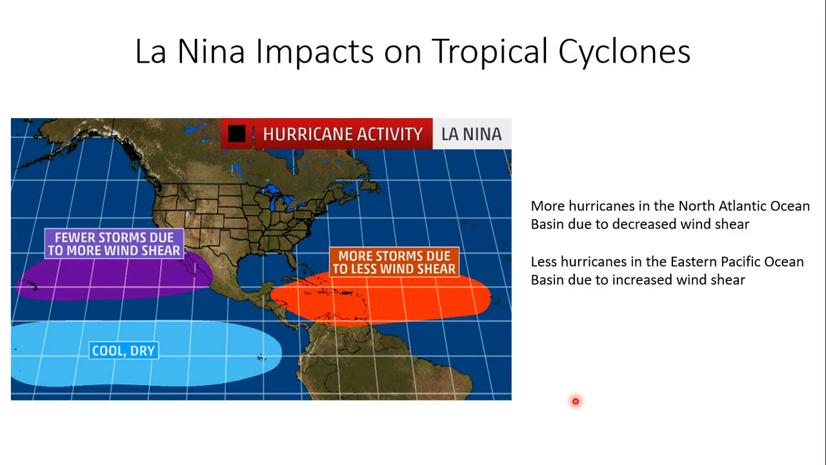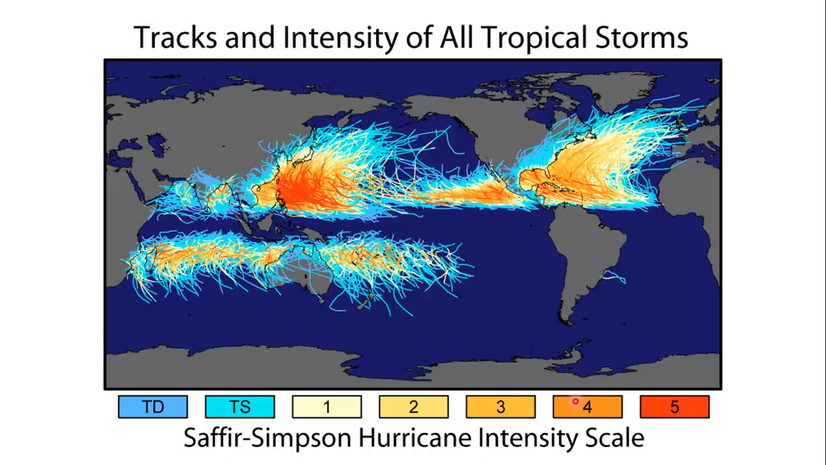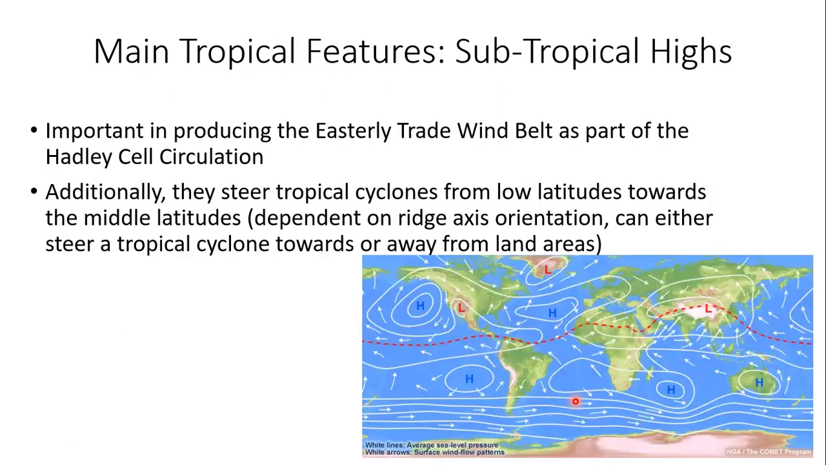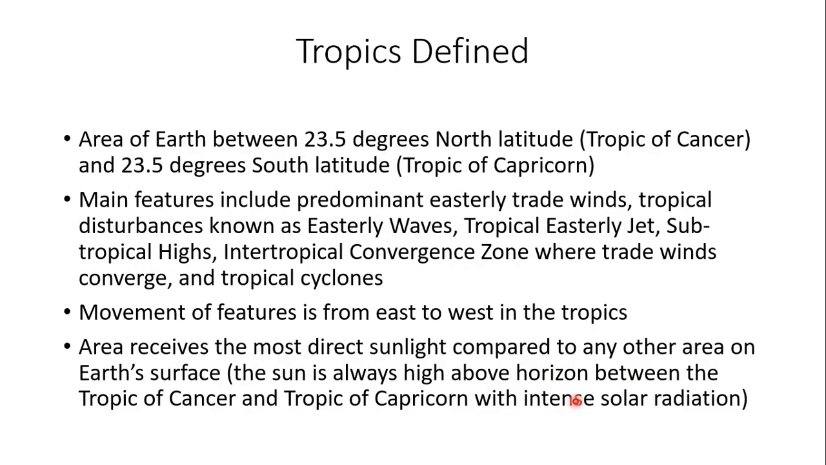Okay, that wraps up the training today. We talked about quite a few things here, and I really hope you enjoyed the training. We started off with just defining the tropics in general. The location of Earth between 23.5 degrees north latitude, the Tropic of Cancer, to 23.5 degrees south latitude, the Tropic of Capricorn.